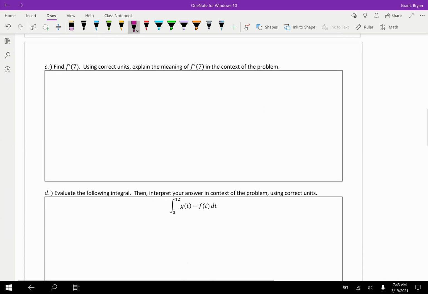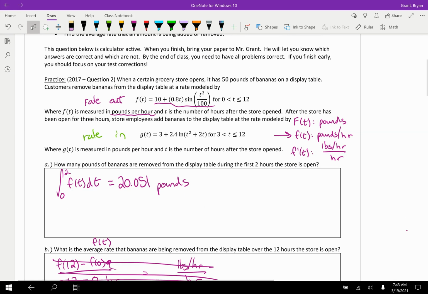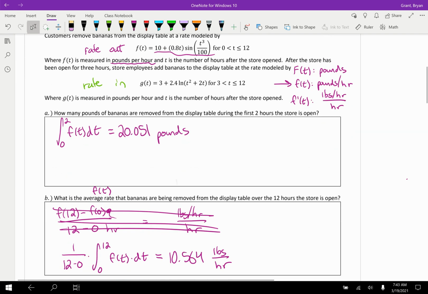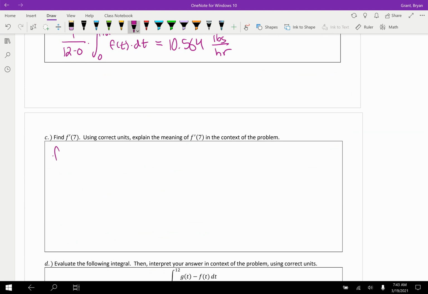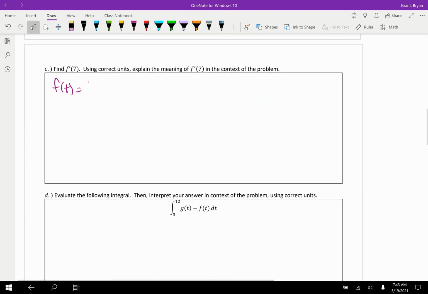Find f prime of 7. Using correct units, explain the meaning of f prime of 7 in the context of the problem. All right, again, my students just had a practice AP exam last week, and I saw this so often. Just too much work. And it was very good of them, and honestly, many of them did it correctly, but so much work. They said, okay, f of t we know is 10 plus 0.8t times the sine of t cubed over 100.